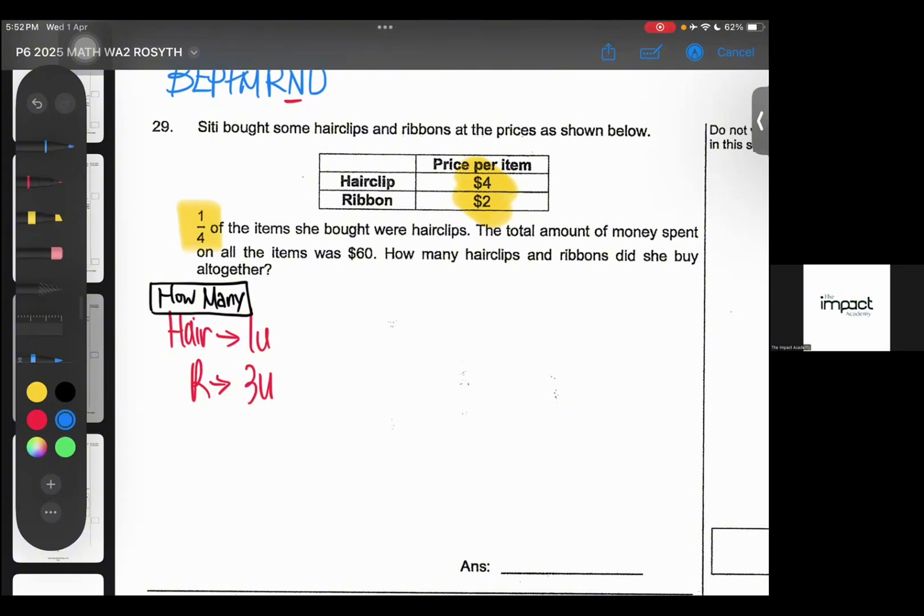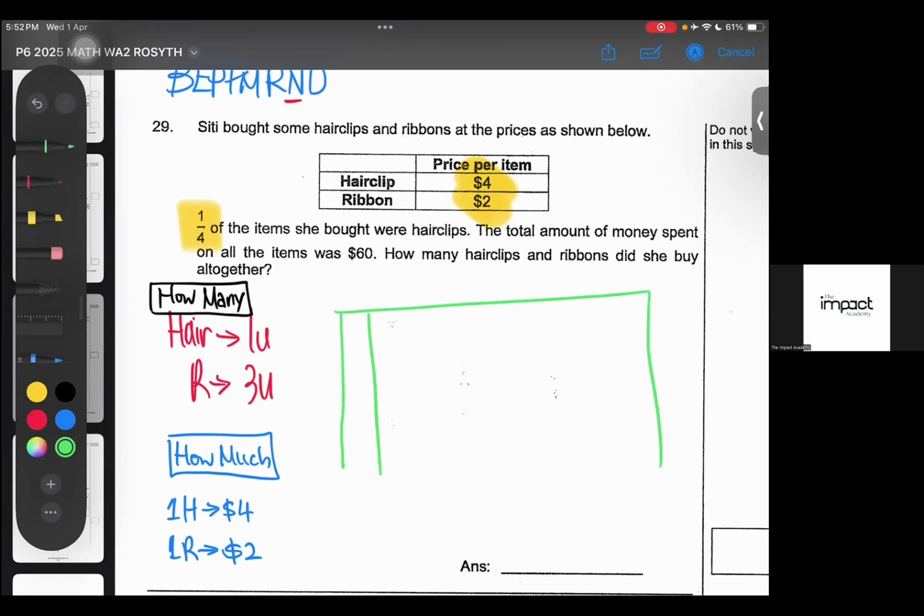Okay. So then in this situation, the next thing I'm going to do is ask myself, by how much? How much does the hair clip cost? 1 hair clip, we know it's actually $4, right? 1 ribbon in this situation is $2, right? So if there's a number and a value, definitely we go straight into doing what we call number x value, right? A number over here, value over here, total value. Does that make sense to you?